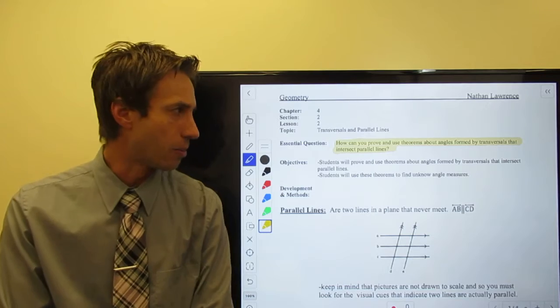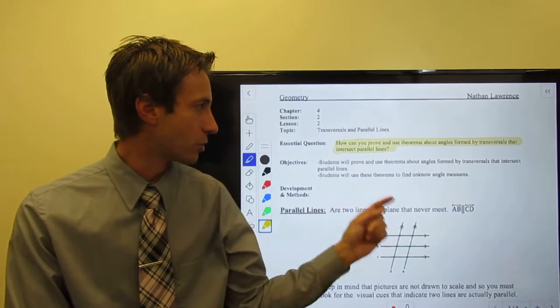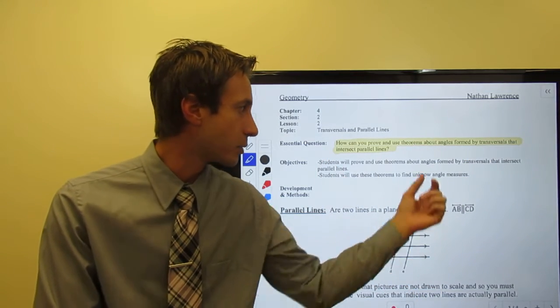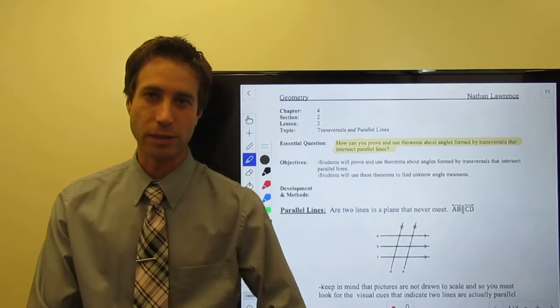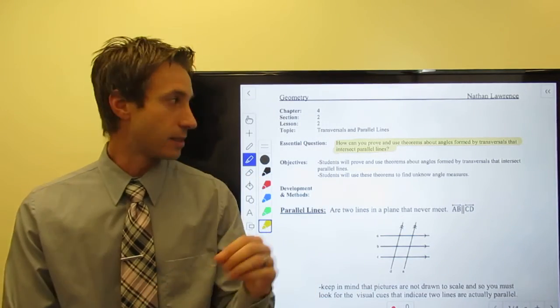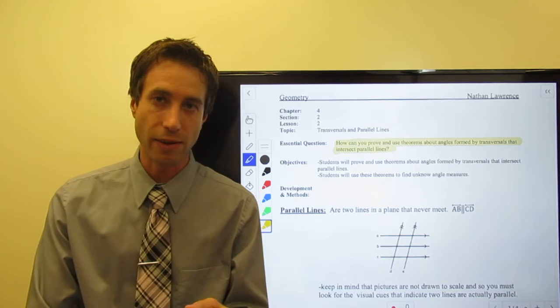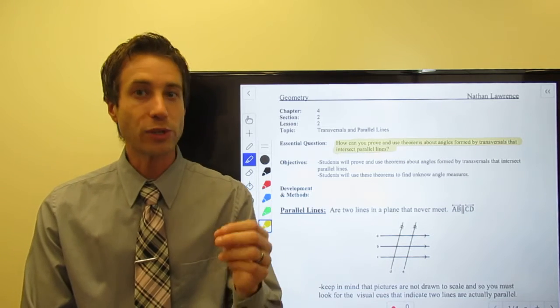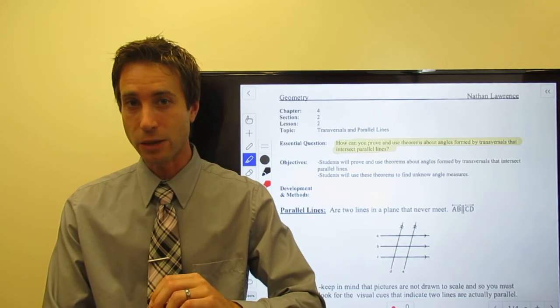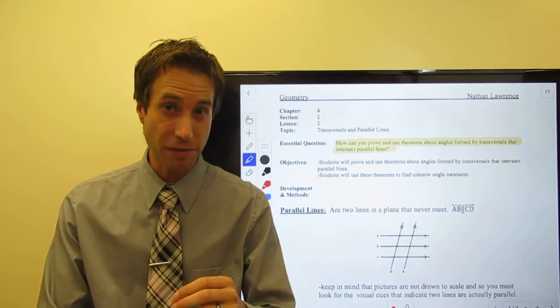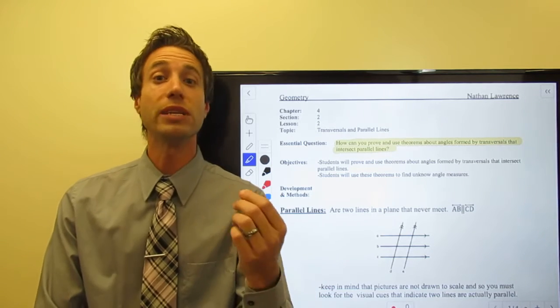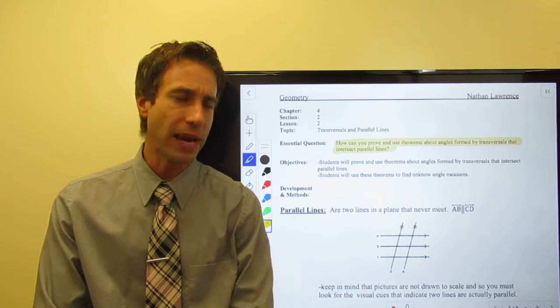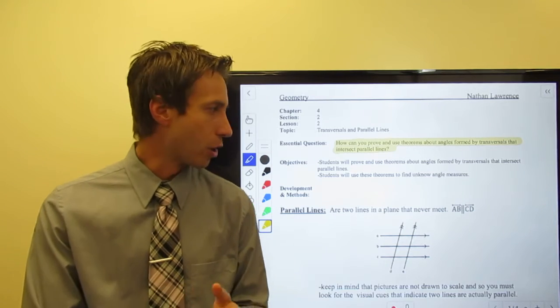So there they are, a whole bunch of words in there: transversals and intersecting parallel lines. We're going to form angles. What does all this mean? I'm probably using a bunch of terms you guys have never heard before, so as we go through this set of videos, we're going to talk about a number of things together that you need to know in order to help you answer this question. Those are going to be our objectives.